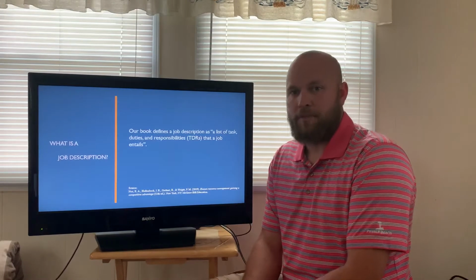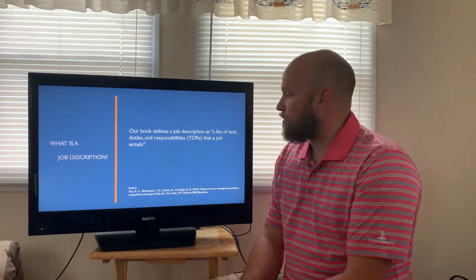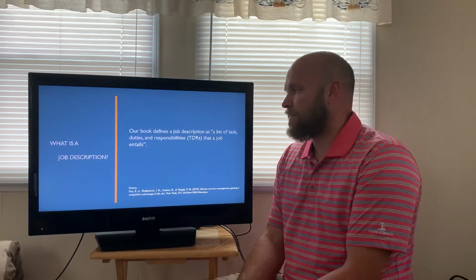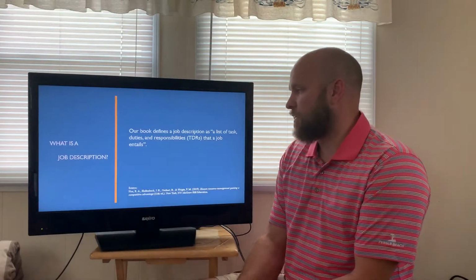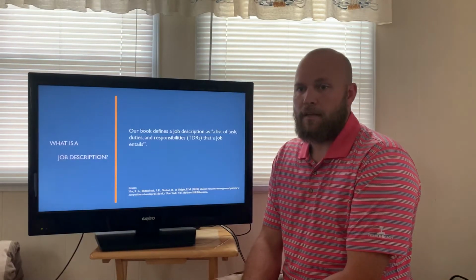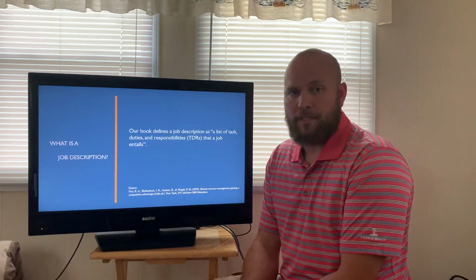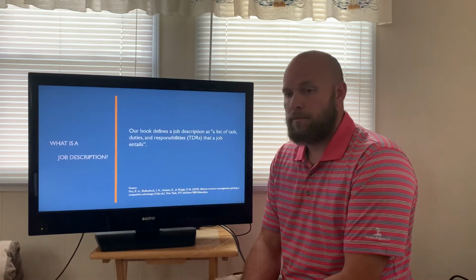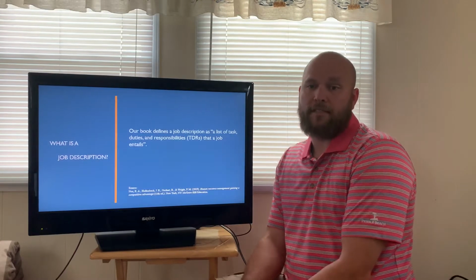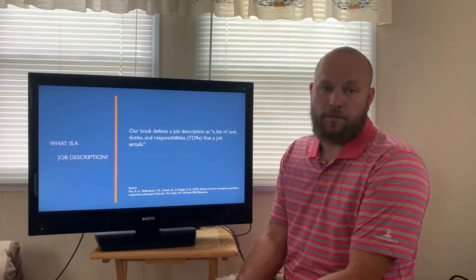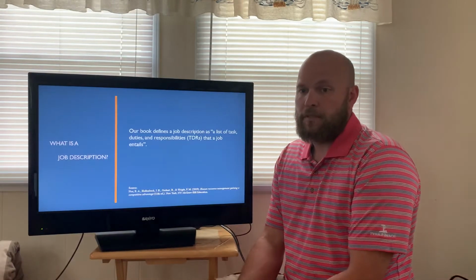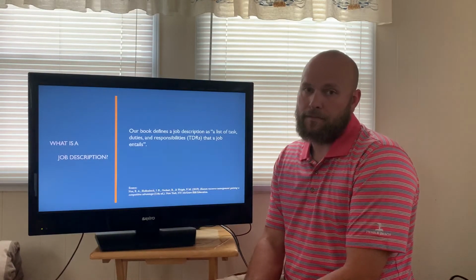What is a job description? Well, our book defines a job description as a list of tasks, duties, and responsibilities that a job entails. I found in my research that in order for a job description to be successful, it is that and more. In today's job market, the candidate pool is so vast that in order for your company to find top talent for your position, the job description must stand out.